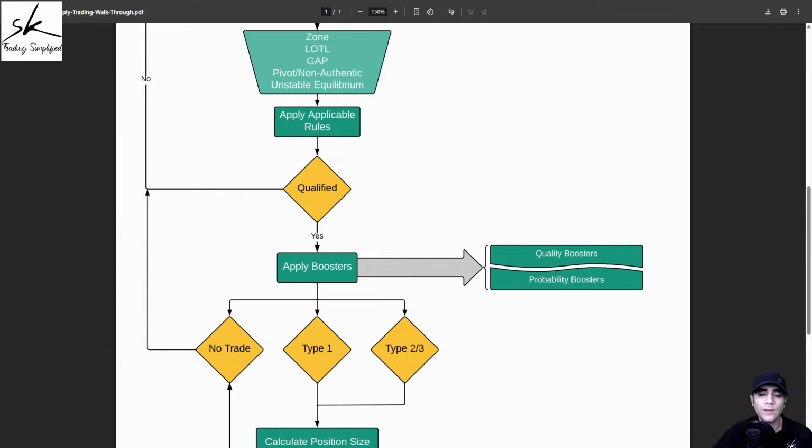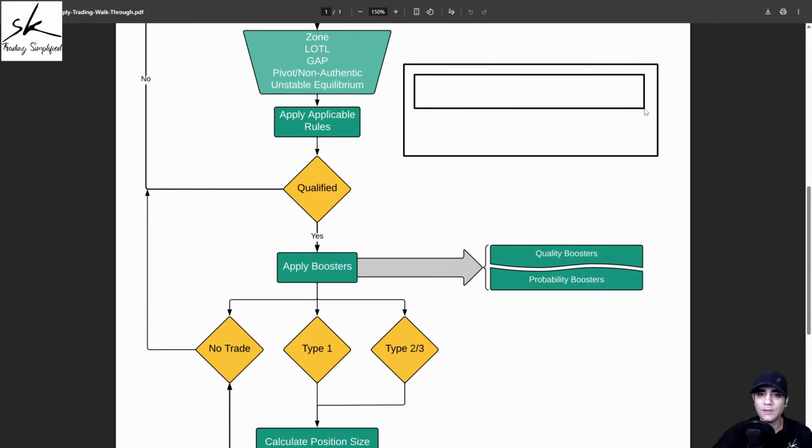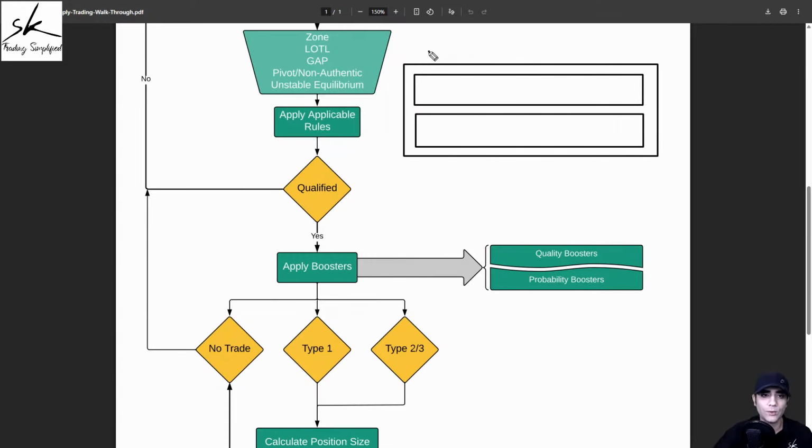We'll have to qualify them, which is a 2-step process. In step 1, we'll qualify them based on certain conditions, and in step 2, we'll qualify them based on the booster scoring. So the first condition is, can the zone be a case of level on top of level? Now, how do we verify that? It's a very simple concept. If you have an intermediate time frame zone, and the same intermediate time frame zone divides into multiple zones on the lower time frame, we call it a case of level on top of level.